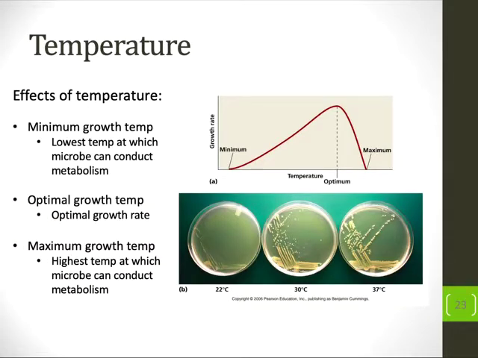For temperature, in terms of minimum growth, optimum growth, and maximum growth, if you look at these three plates here, so this is around the minimum temperature at which you see growth, 22 degrees Celsius. You still see growth at 30 degrees Celsius. It's more than 22, but you see the most growth at 37 degrees Celsius. So this is the optimum temperature. If you graph it, at optimum temperature you see the highest growth rate. Okay.